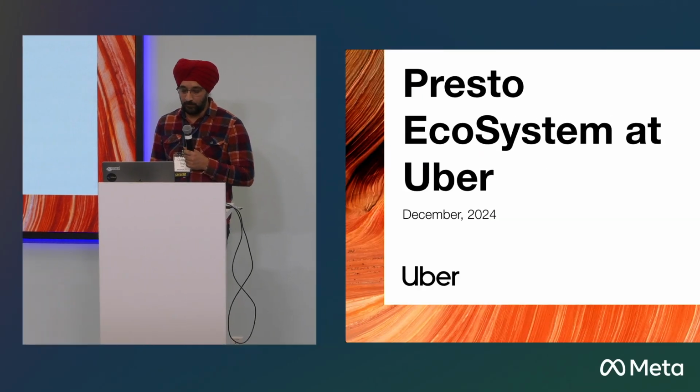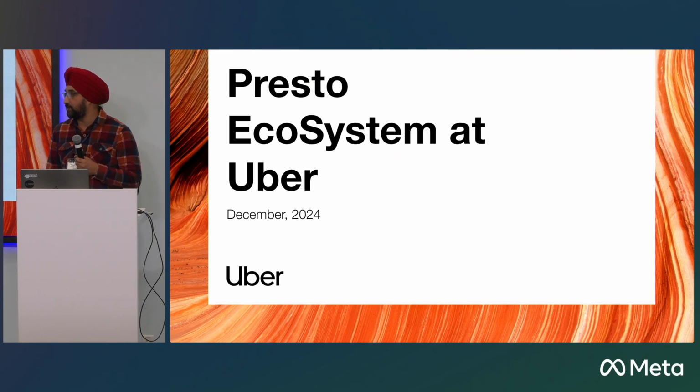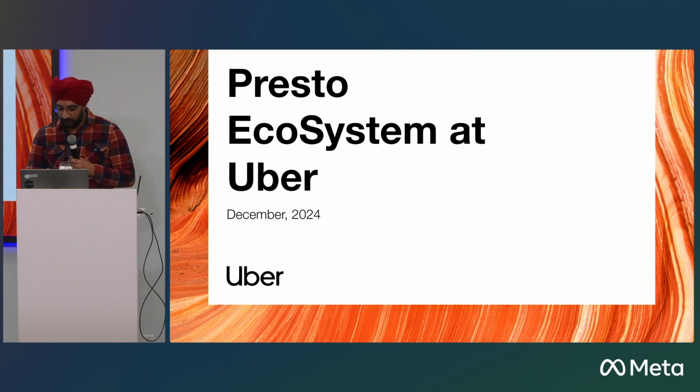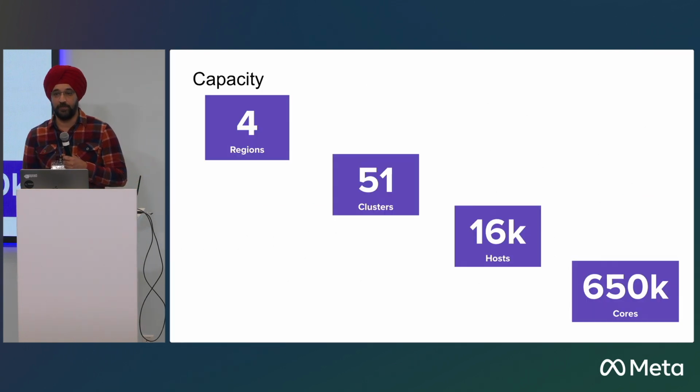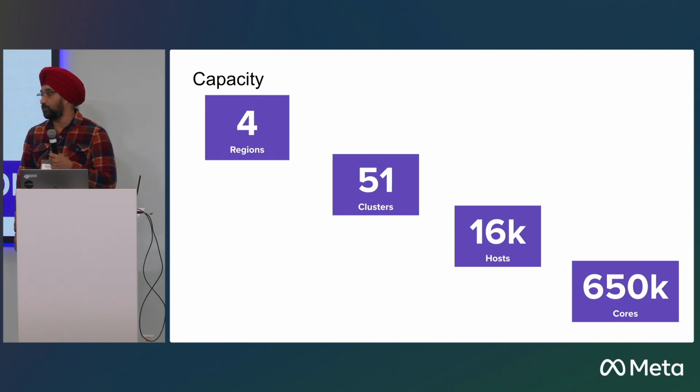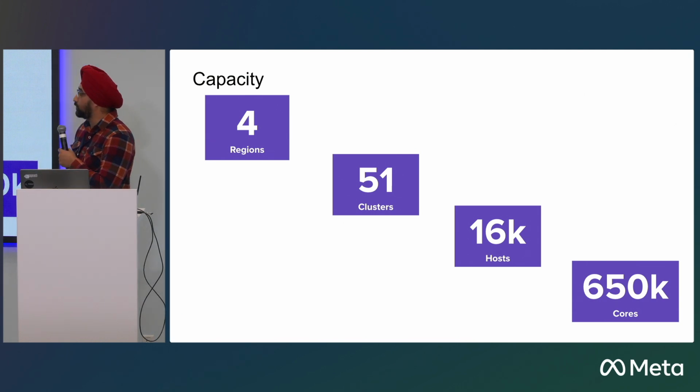So I have been at Uber for around 4+ years now, working on the Presto system there. Presto has a very big footprint at Uber. We currently run Presto across 4 regions, 2 in the cloud, 2 on-prem, around 50+ clusters and around 16,000 hosts and a lot of cores.